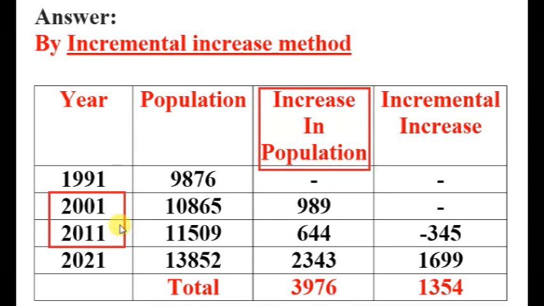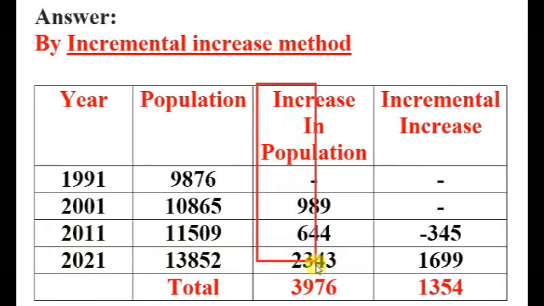Similarly, we will find the increase in population from 2001 to 2011. We will take the difference between population values, that is 11,509 minus 10,865. We will get 644, and lastly we will find the increase in population from 2011 to 2021. Again, similarly, the difference between these two population values, we will get 2343.